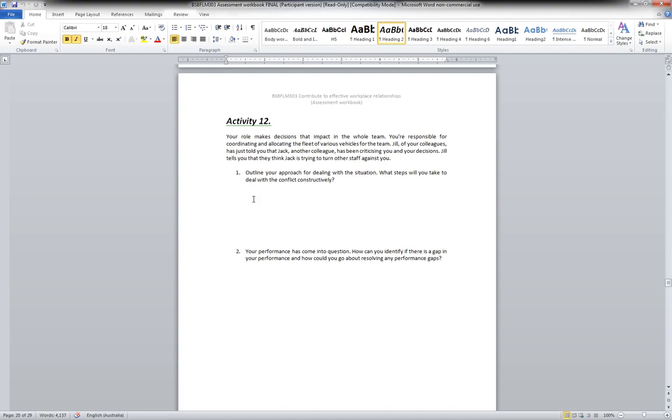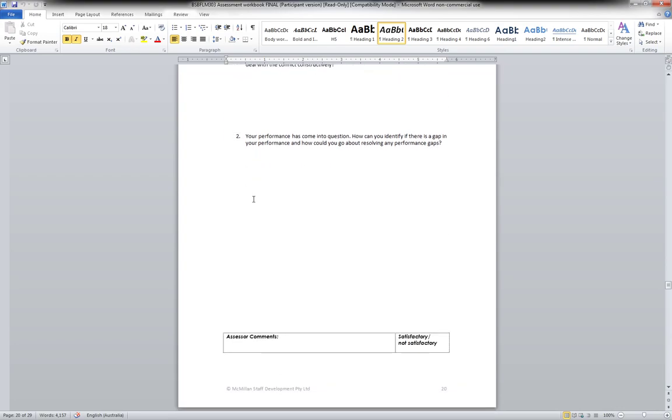And 2, your performance has come into question. How can you identify if there is a gap in your performance and how can you go about resolving any performance gaps? And then that just takes us back to our previous slide. Again, find out what your performance targets are. Get the data on what your performance has been. Identify if there is a gap. If there is a gap, break it down to whether it's a competency or a resource or support issue, or whether it's an effort issue, and then put together a plan on how you can build that.